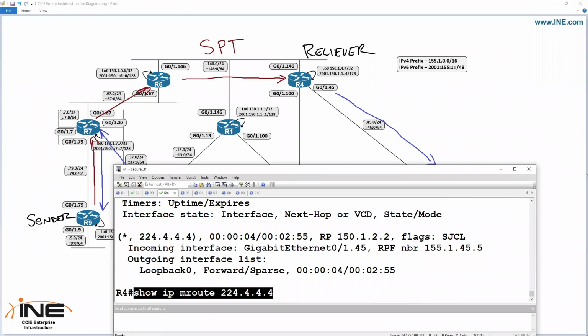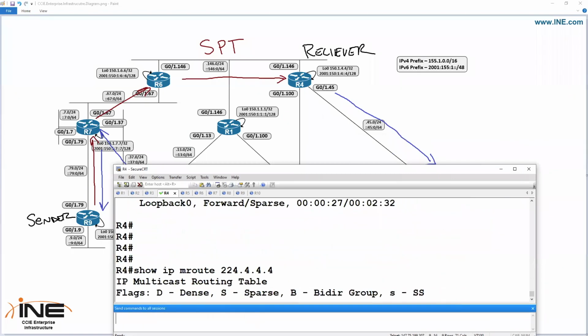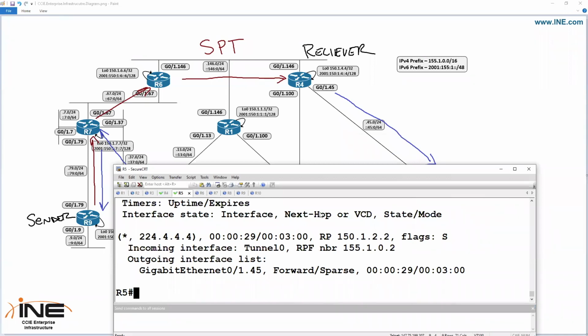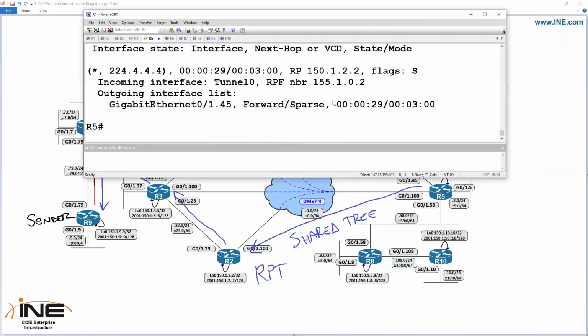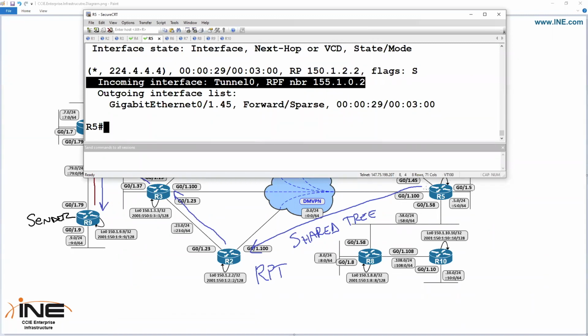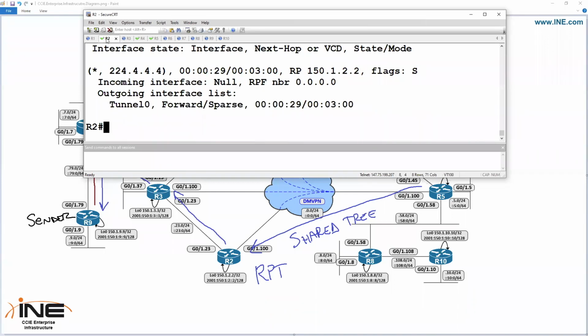Okay, let's look at this on everybody. So on router 5, it says the reverse path neighbor is 155.1.0.2, which is over the tunnel interface. Okay, so the shared tree is going this way over to router 2. Okay, on router 2, it says the incoming interface is null because it's the top of the tree. It is the root of the shared tree. Okay, and right now we don't have any senders, so we don't have an S,G entry.